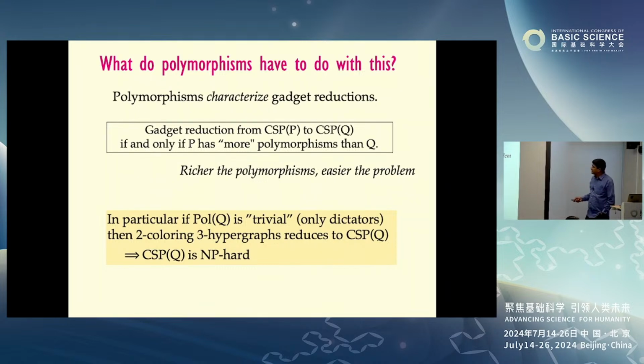Now what this in particular means is that if I take a problem which has no polymorphisms, this is the hardness part of this dichotomy. If I take a CSP which has nothing, no polymorphisms, only dictators, then I can take P to be 2 coloring 3 hypergraphs. That also has no polymorphisms, so that will reduce to this, and so you have shown NP hardness. So essentially this shows that if you don't have any polymorphisms, you will have a hard problem which has more polymorphisms than you, it will reduce to you, and so you are hard. Okay. So this more or less basically allows you to finish the hardness part of the reduction.